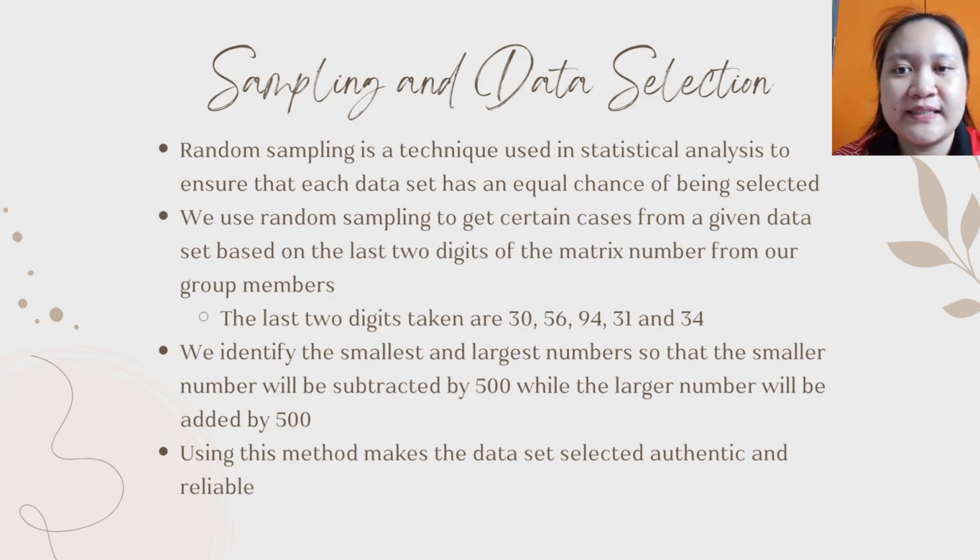To do random sampling, the last two digits of the group members' matrix numbers are extracted, which leaves us with 30, 56, 94, 31, and 34. From the last two digits, we determine the smallest number and the largest number to select cases from the given dataset. The smallest number is subtracted from 500 and we get 470, which is 500 minus 30. The largest number is added to 500 and we get 594, through 500 plus 94.